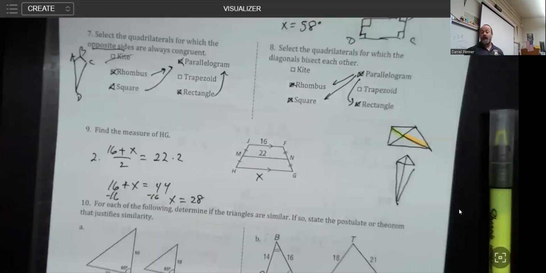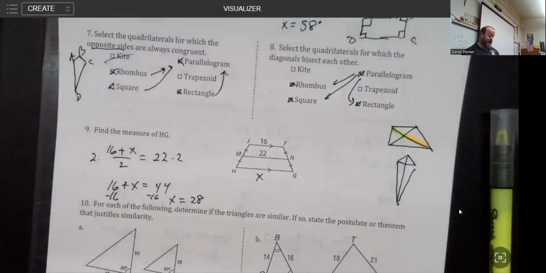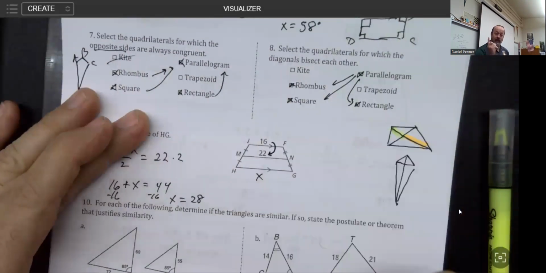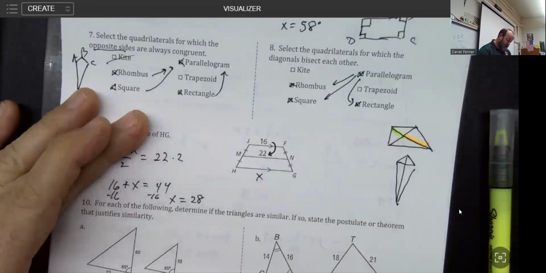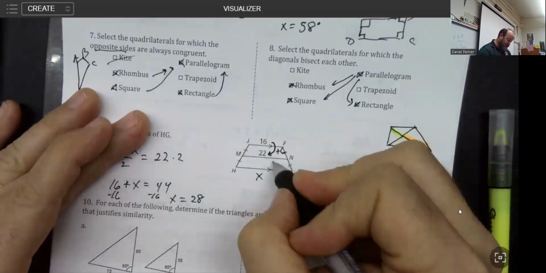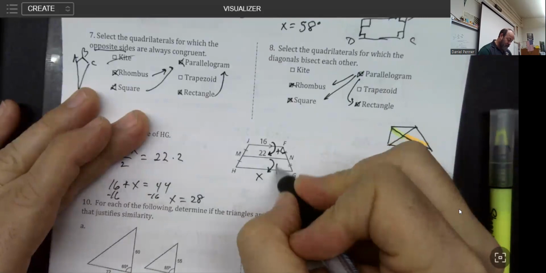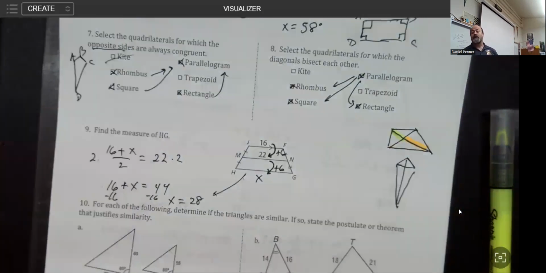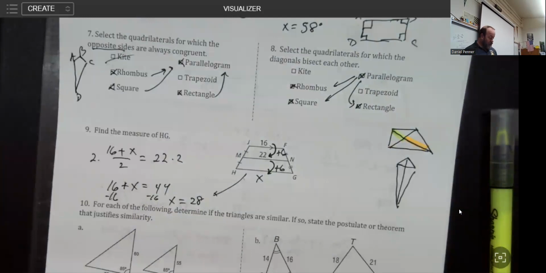Now, that's a great way to do the problem, but I actually noticed something else. If that number is the mid-segment and it is the average, an average has to be perfectly in between two numbers. And what I notice is to go from 16 to 22, I had to go up exactly 6 units. So if this is going to be smack dab in the middle, I could just go up 6 more units, and you'll notice that that gives me the number 28. So logically, you can actually figure that out without utilizing a formula.